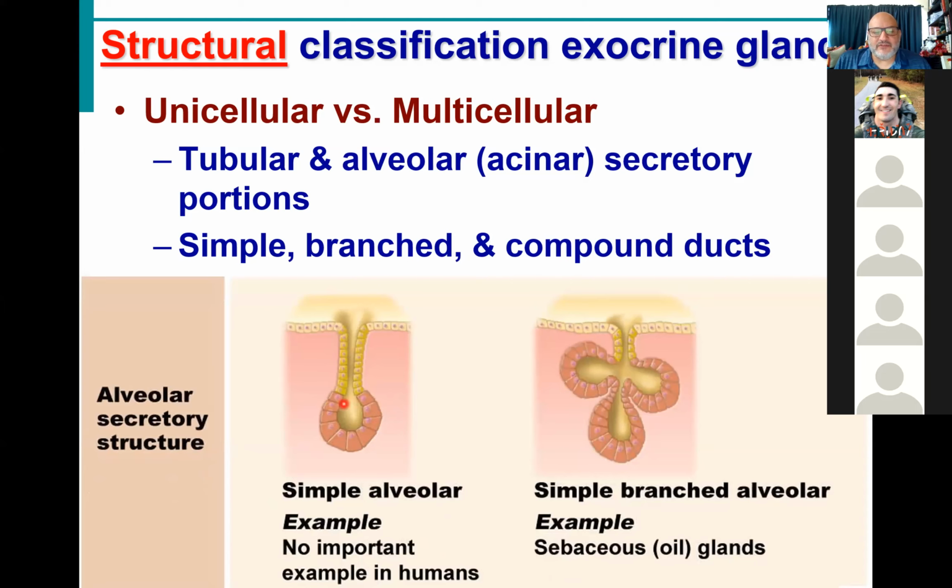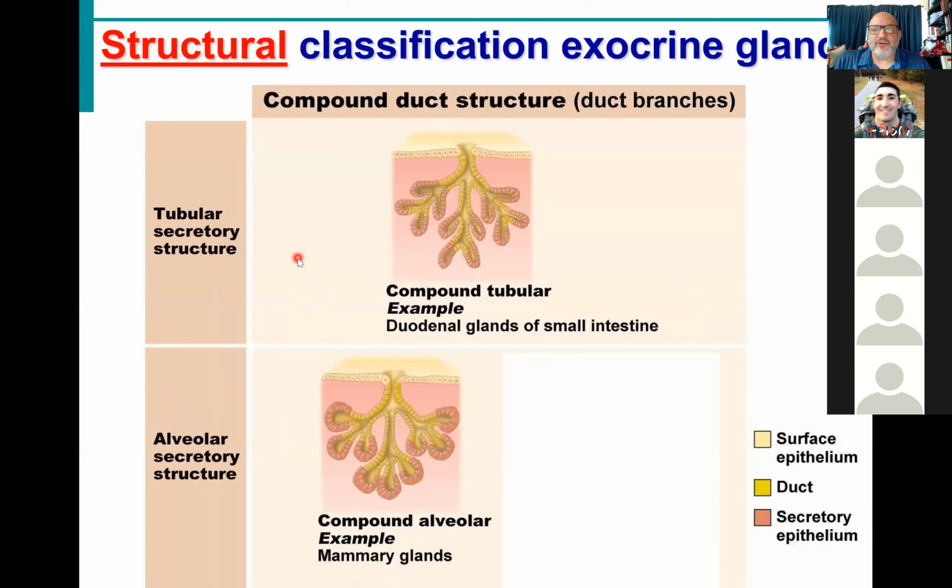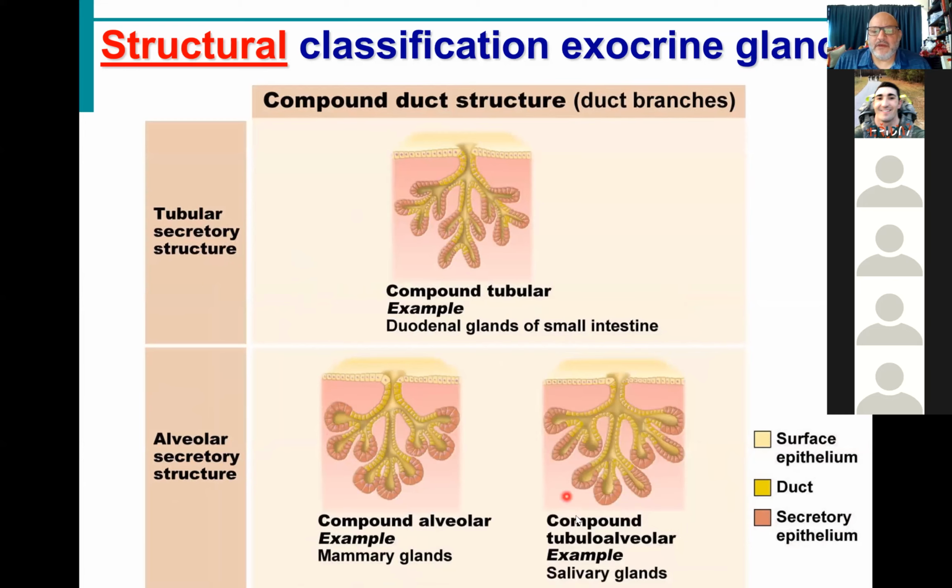But again, we have those simple 1-to-1 branched, 1 duct to 2 or more secretory structures there. Here are the compound, 2 or more ducts with 2 or more tube-shaped secretory structures, 2 or more ducts with 2 or more ball-shaped secretory structures. And then here is our compound tubulo-alveolar, where we have balls and tubes together on one gland. All right. So again, my drawing may have been simpler, but I emphasized it a teeny bit better than the way you're looking at it.